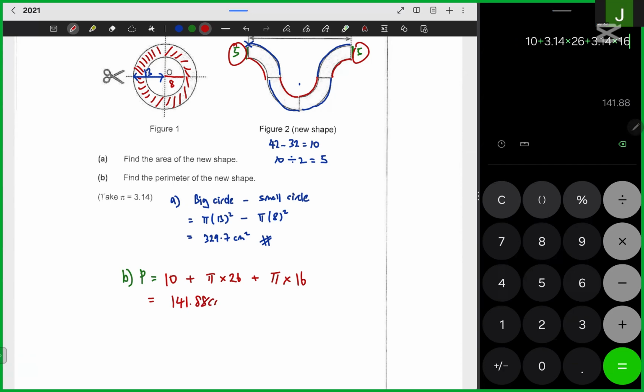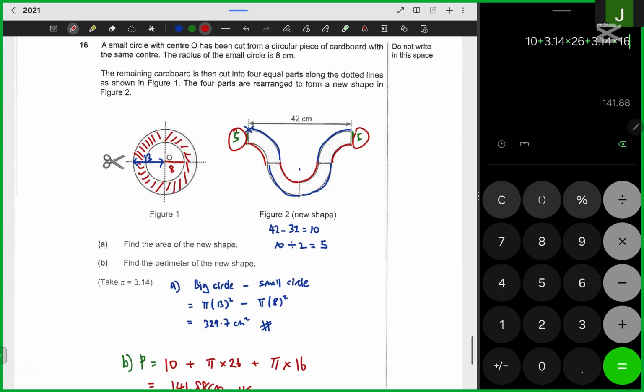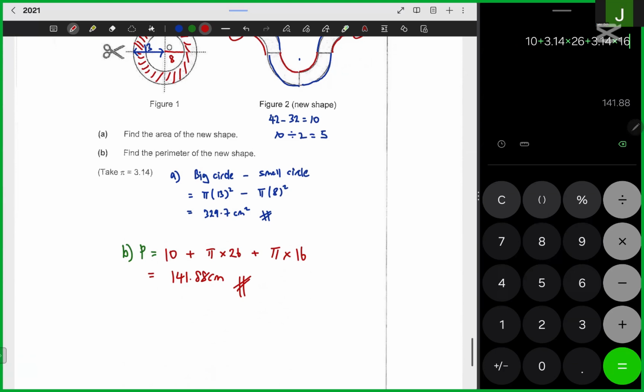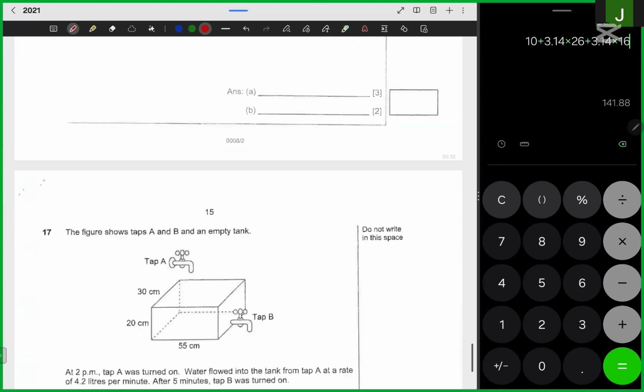141.88 cm. This cm or meter? Cm. Okay, that's all. Okay, last question.